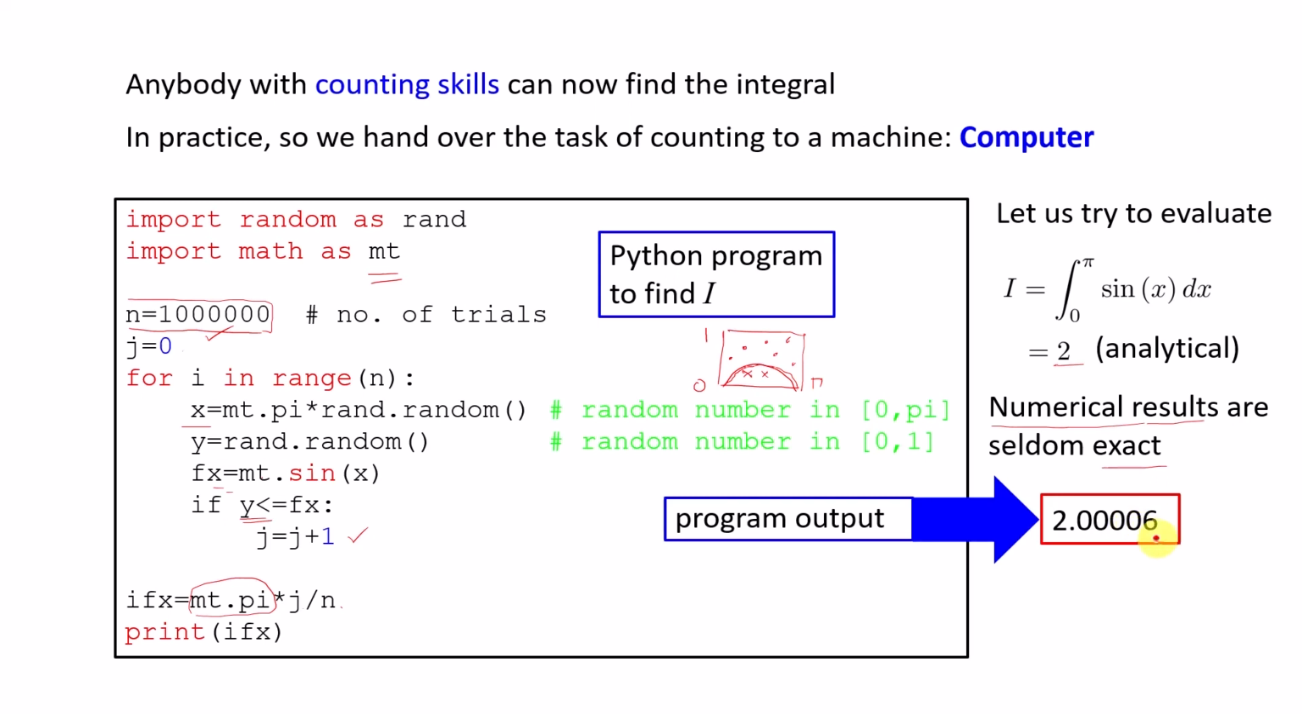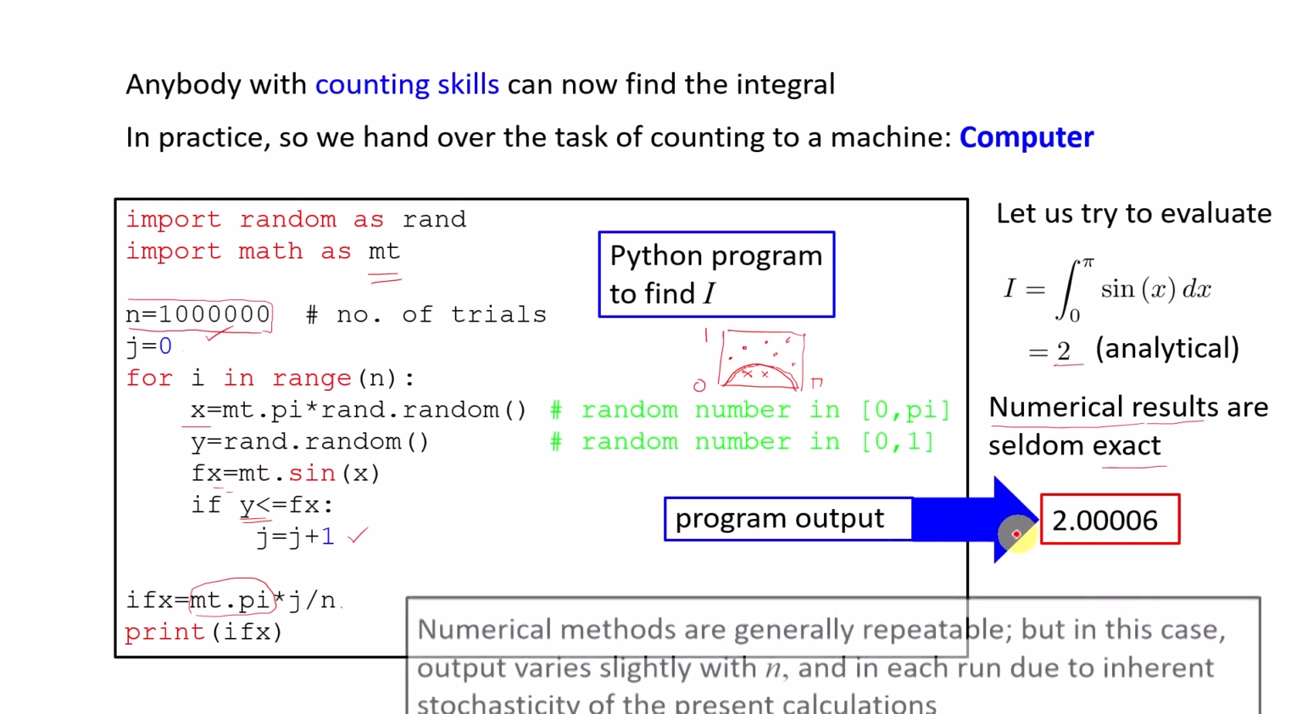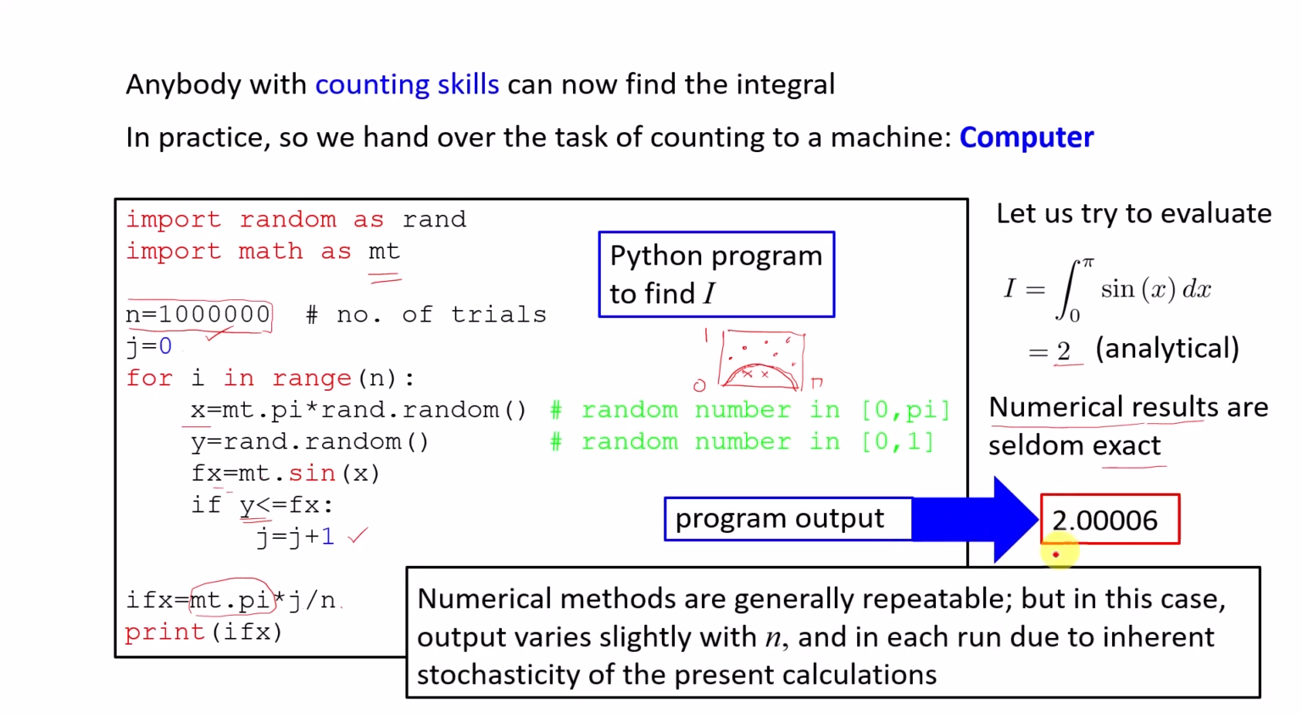Sometimes you may get a result that matches the analytical solution, but you cannot do that all the time. So the goal in numerical methods is not to get an error-free solution, but to come up with acceptable results. In general, these results are repeatable. If I run this code, I hope that I will get the same result. But in this particular case, we will not get that because of the stochasticity of the problem.